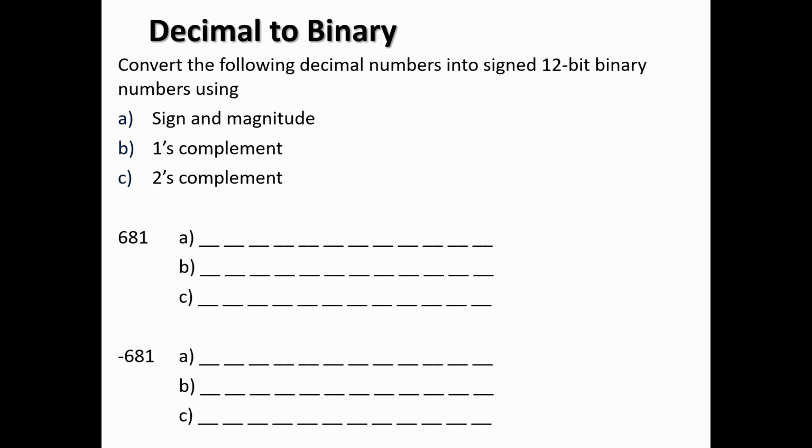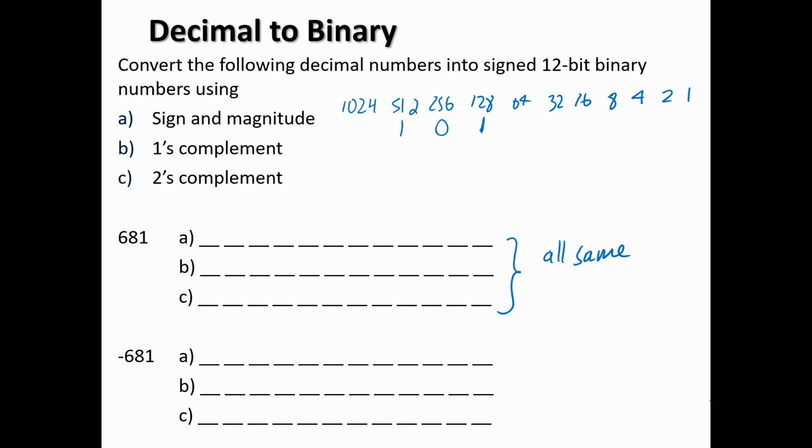Let's do another example. You can already tell these three are all the same, right? Because they're positive numbers, but just keep doing it. So 1, 2, 4, 8, 16, 32, 64, 128, 256, 512, 1024. I don't think we need any more than that. So I'm doing 681 minus 512 in my calculator. That's 169. The 256 doesn't fit in there. I can fit 128, so 169 minus 128 leaves 41 remaining. 64 doesn't fit in 41.